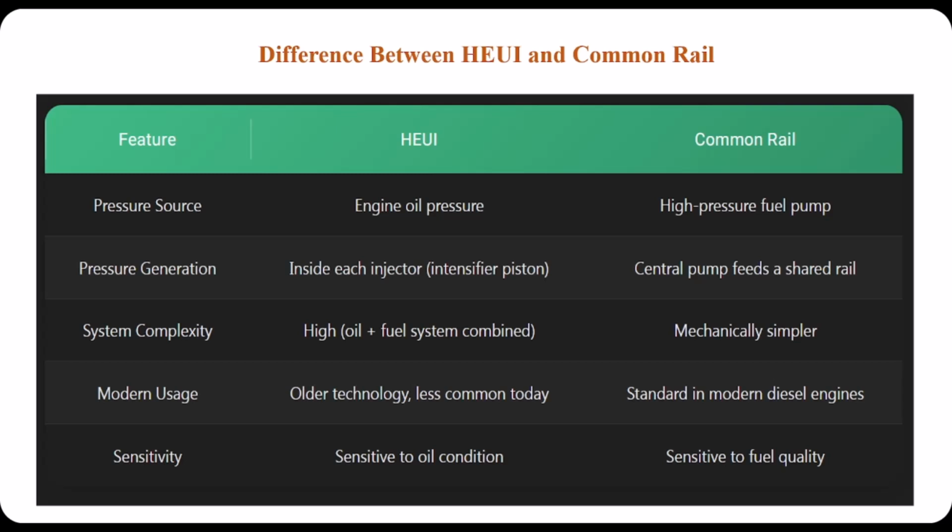What's the difference between these two types? About pressure source: in HEUI, it is engine oil pressure, and in common rail we have a high pressure fuel pump. And about pressure generation, we have the intensifier piston in HEUI, and in common rail we have the central pump. The central pump feeds the rail, and in the same way.